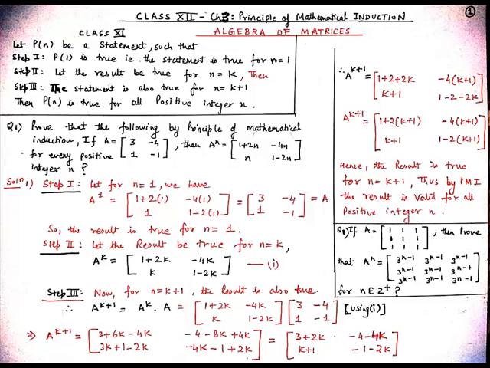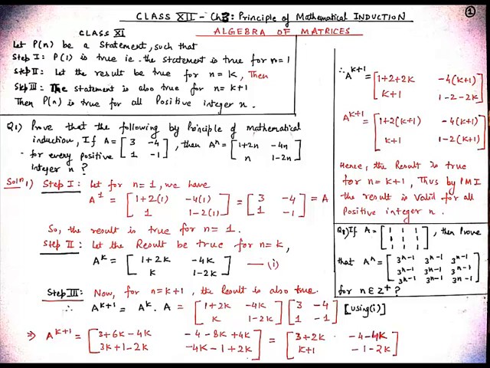So as per our algorithm, our first step is n equal to 1. We have A to the power 1 equal to [1 plus 2 into 1, -4 into 1; 1, 1 minus 2 into 1]. So from here we get 1 plus 2, 3, and then minus 4 into 1, minus 4, and then 1, and 1 minus 2 is minus 1. And this is equal to our square matrix A. So our result is true for n equal to 1.